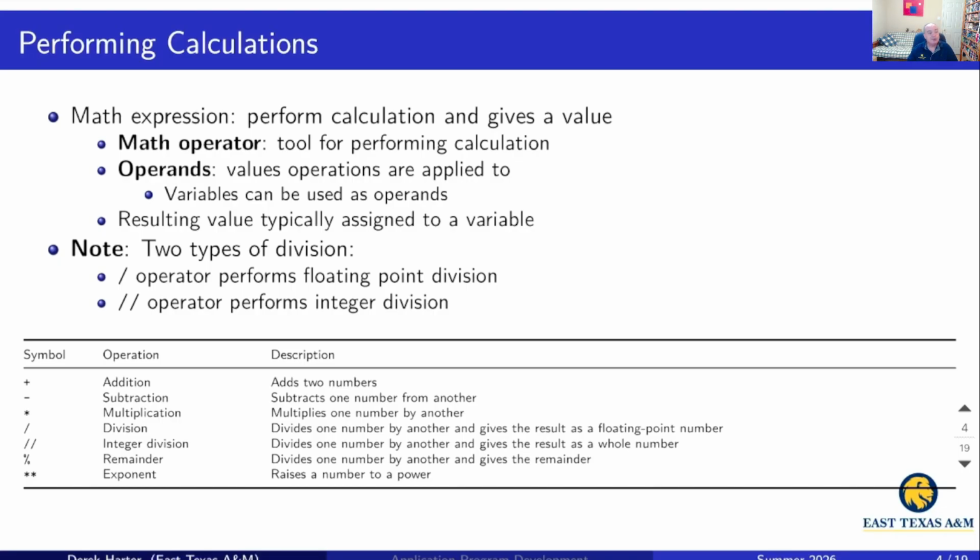And there are actually 2 types of divisions in Python. So if you use just a single slash, you're going to get floating point division, even if you use 2 integer values. But if you really want integer division, you should use the double slash. Okay, so let's see some quick examples of that.